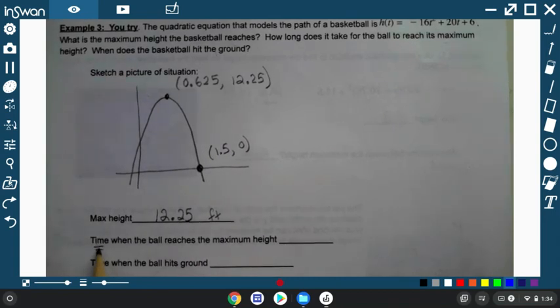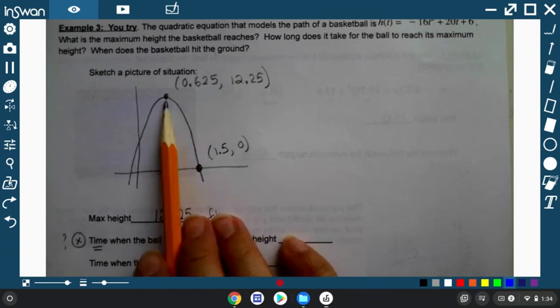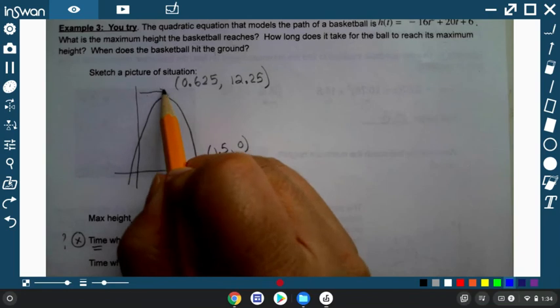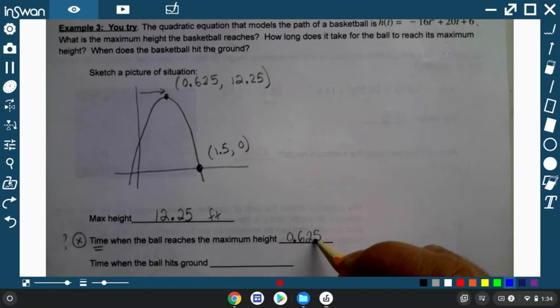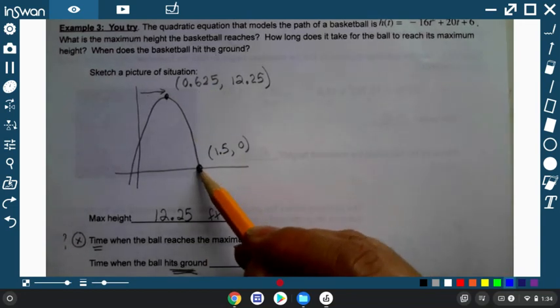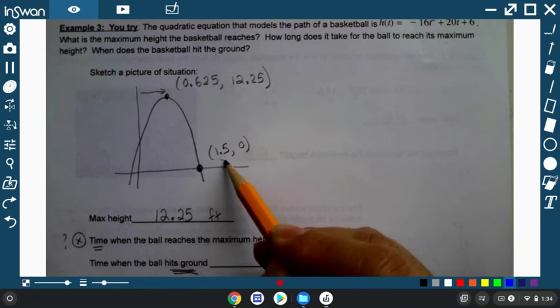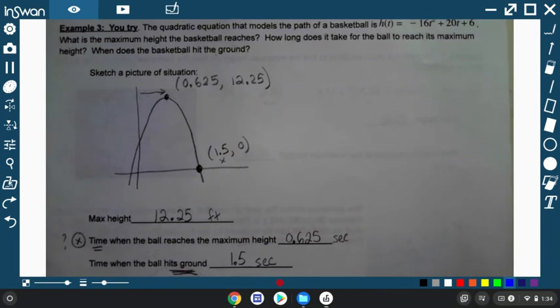When, which is the time, that's an x value. What time does the ball reach the max? Right at the tip point of the height, when did that happen? So up here, how far, or when in time? This right here, very fast, 0.625 seconds. That's a very quick ball. What time does the ball hit the ground? So the height will be 0. Height is down here at 0. This is that time again, the when. So 1.5 seconds later, it will hit the ground, okay?